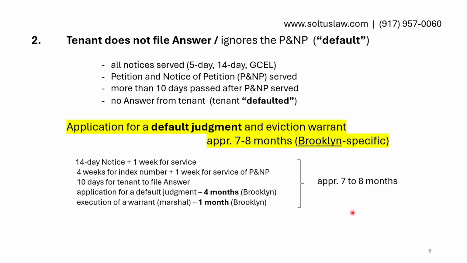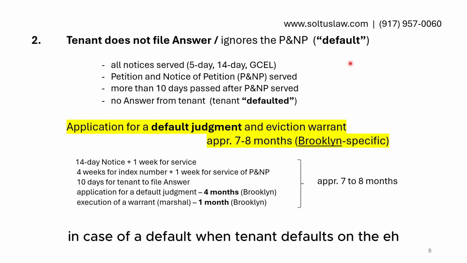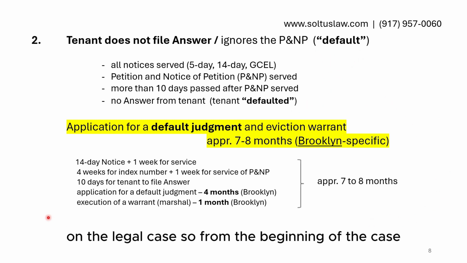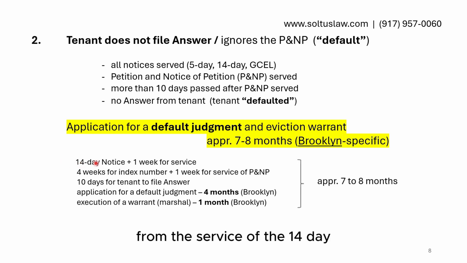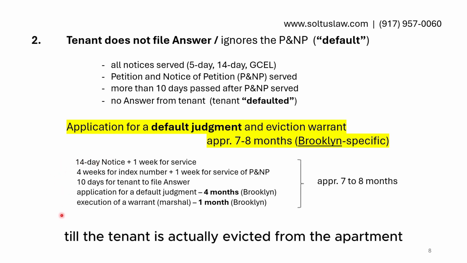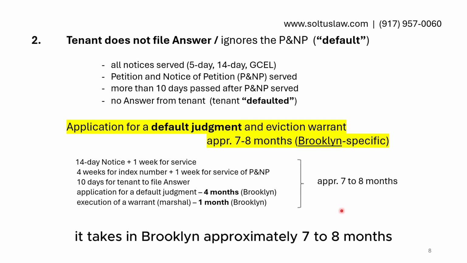Altogether, in case of a default, when the tenant defaults on the legal case, from the beginning of the case, from the service of the 14-day notice until the tenant is actually evicted from the apartment, it takes in Brooklyn approximately 7 to 8 months.